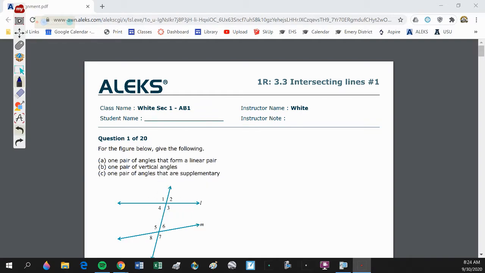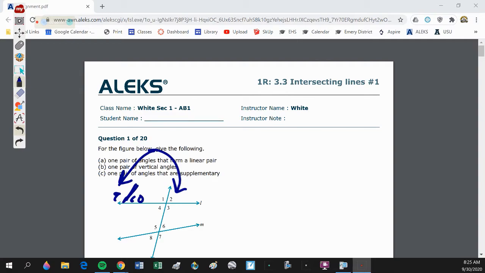If I were to have another angle out here, like 9 and 10, so 9 and 2 add up to 180, but they're not a linear pair because they're not touching. Okay? So just because they add up to 180 doesn't mean they're a linear pair. They have to be right next to each other, touching, and form a straight line.